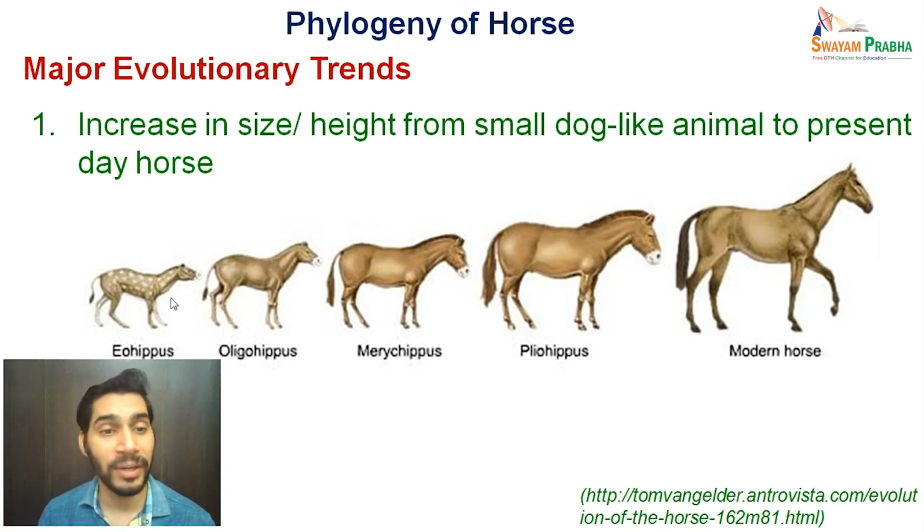Now this height or size increase could have been because of the increase in the limb size, the increase in the neck size, and so on. So a primitive form, Eohippus or Hyracotherium, which was just like a dog-like organism, has attained a larger height, and it has reached the modern horse or Equus. So this is one of the trends that has been associated with the evolution of the horse.